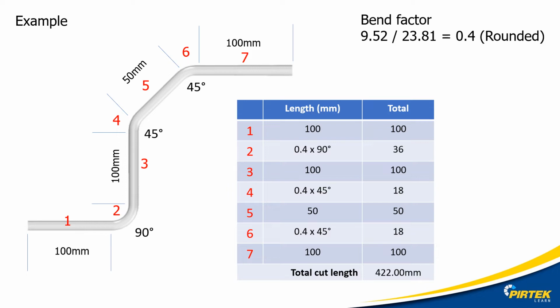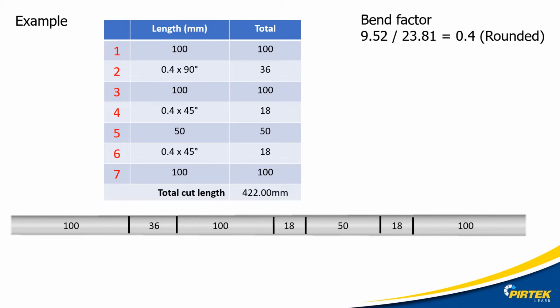Then we arrive at 4. Once again, 0.4 bend factor times 45 degrees this time. And that works out to 18 millimeters added on. And if we continue to populate our table, we can see that we'll have to cut the overall length of the tube to 422 millimeters to get the correct dimensions after all those points have been bent. Once I've calculated all the sizes and the bend allowances, I go and then mark out my tube.